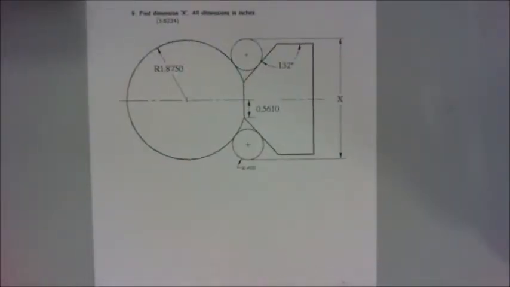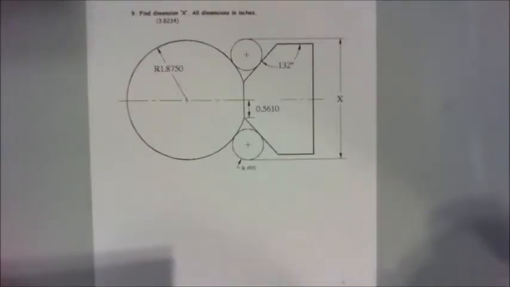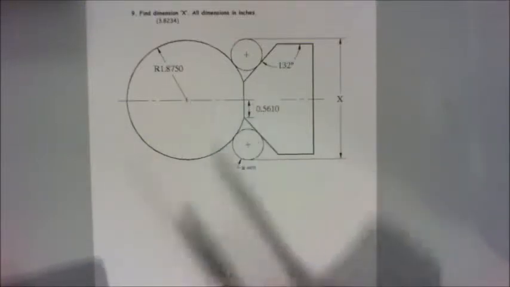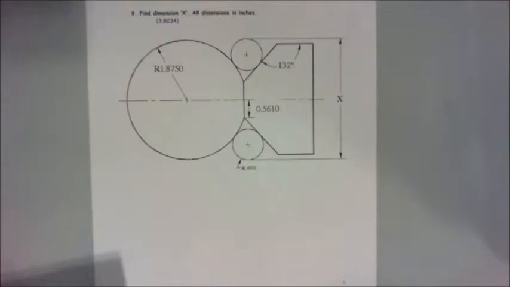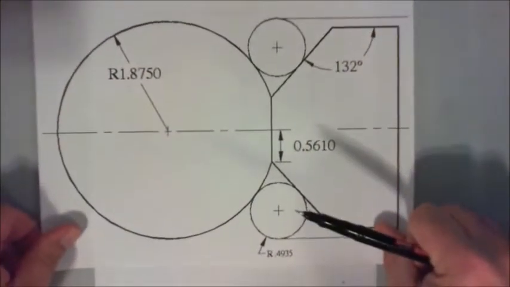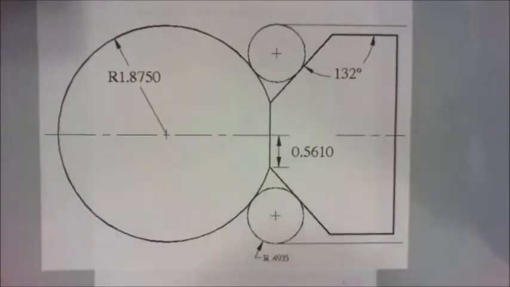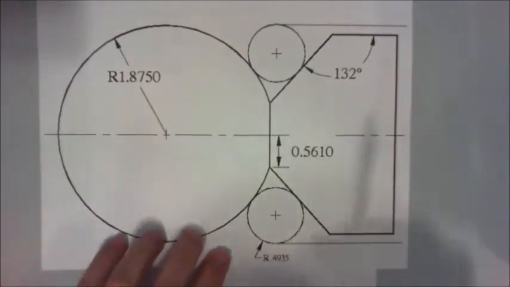Hello and welcome back. We are working on question 9 in the complex trig handout. This question is not in your textbook. There are a series of triangles in here. I took the liberty of blowing up our print to make it a little bigger for us to see. Hopefully we'll be able to get a better visual of this.